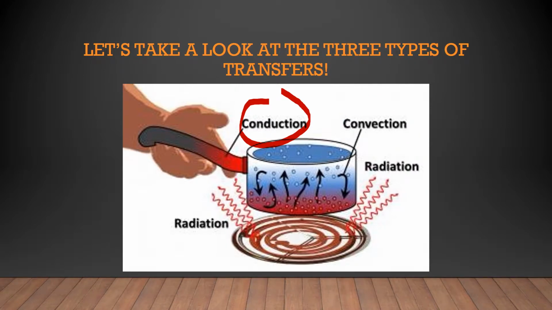Let's talk about conduction. Here in this picture, conduction is being shown by the red color of the pot and the red color of the handle. Now the handle is in direct contact, obviously, here with the pot. Now, as the pot heats up, the handle isn't in direct contact of the radiation waves, but the bottom of the pot is.